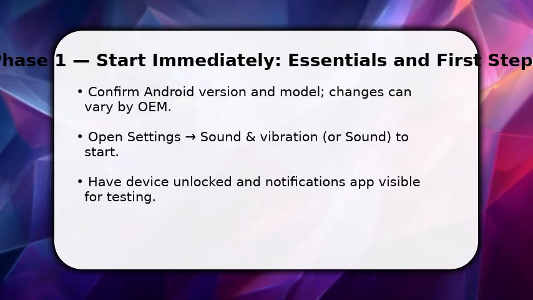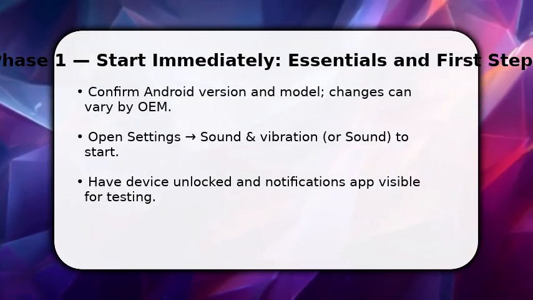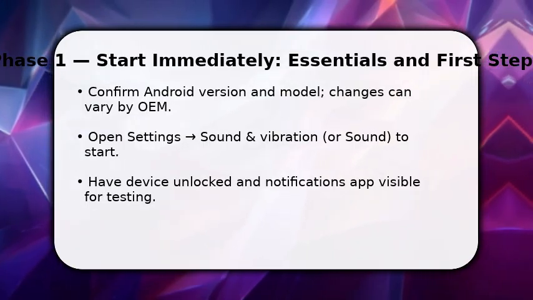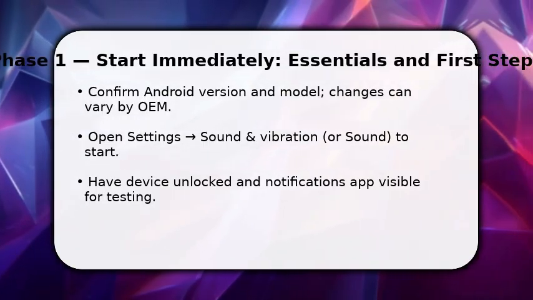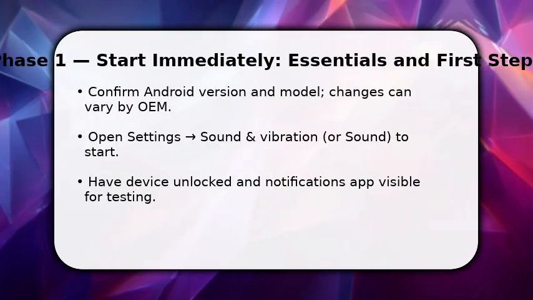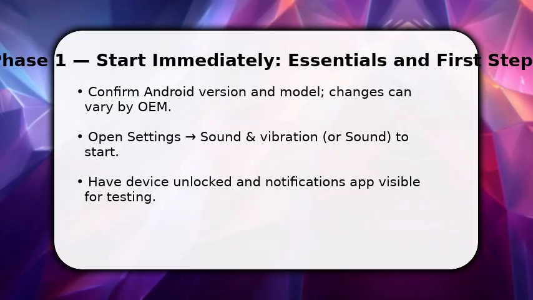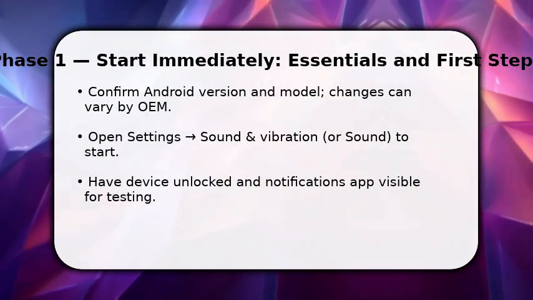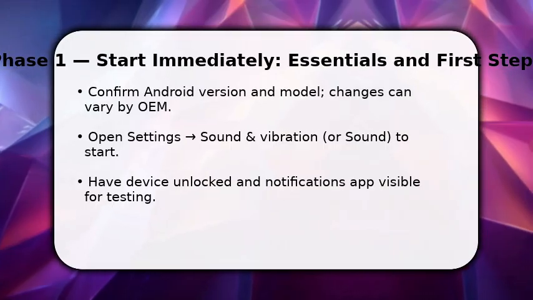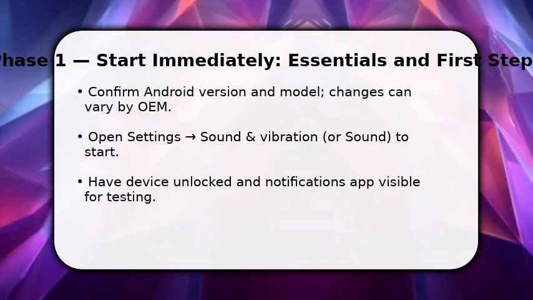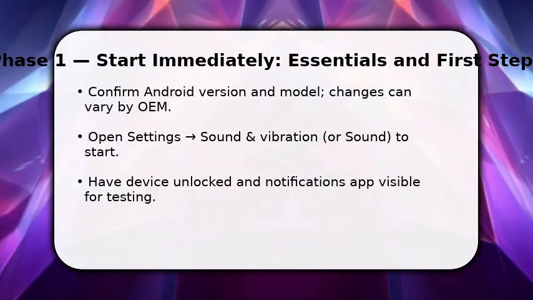Enjoy the video. You start by checking your Android version and model because menus differ between manufacturers, and that matters. Once done, open Settings and go to Sound and Vibration. Some phones list this as Sound. Make sure Do Not Disturb is off so you can hear feedback, and keep the notifications you want to test on screen. Now, tap Vibration Intensity or Advanced Sound options to access the controls you'll adjust immediately.